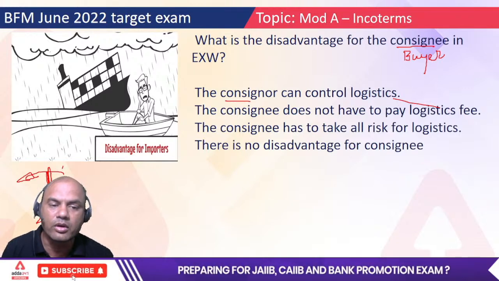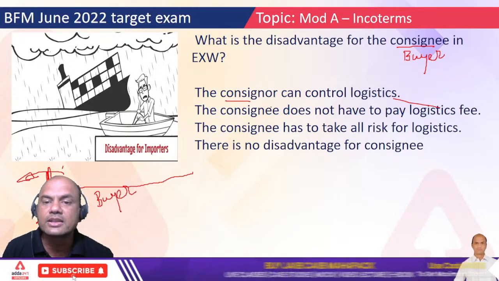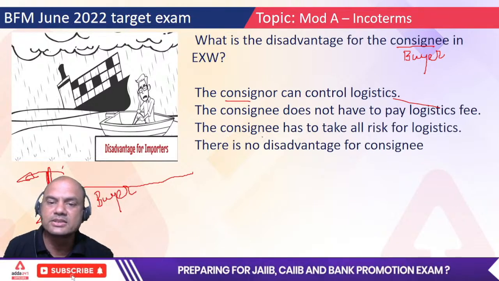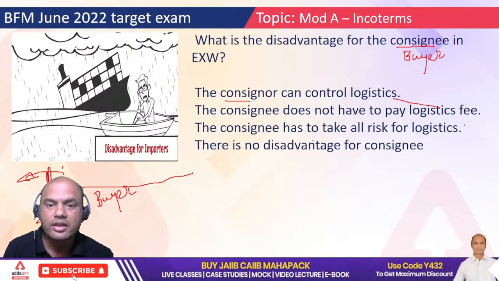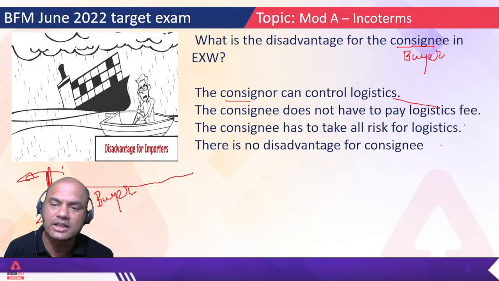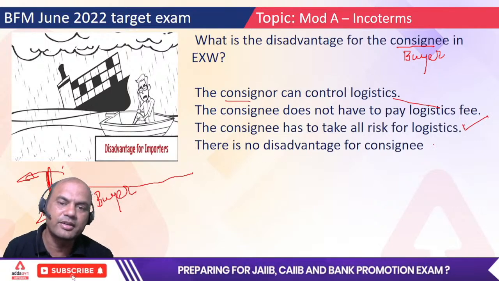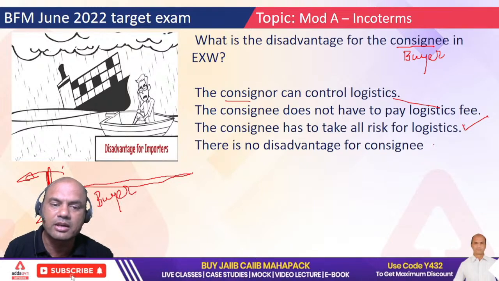Who pays all the costs after this? These are paid by the buyer, right? Buyer means consignee. So the statement that the consignee does not pay is wrong. The consignee pays. The consignee has to take all the risks of logistics. That is also true, so there is no disadvantage to the consignee. That is false. So basically C is the answer, because all the risk after this gate will be taken on by the buyer.